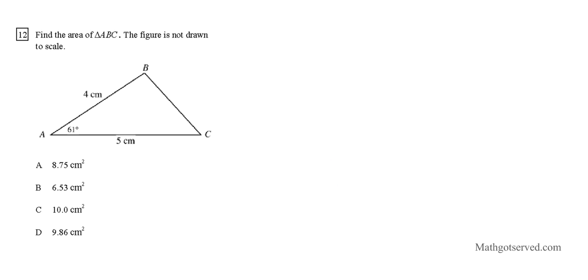Okay, let's take a look at question 12. For question 12, we have to find the area of triangle ABC. Figure is not drawn to scale. So the area formula, I'm going to write it, K equals 1 half side times side times sine of the angle.